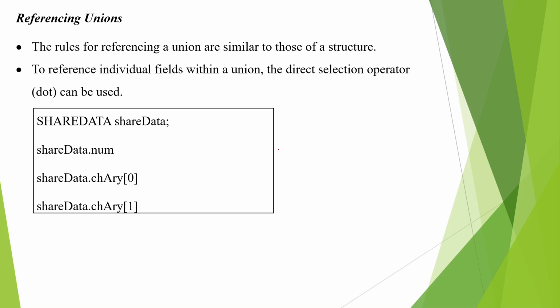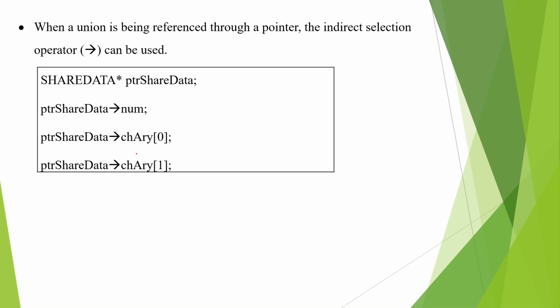Referencing a union is the same as a structure. The way we use the dot operator for a normal structure variable, and the arrow operator for a pointer to a structure, in the same way we can use the dot operator to reference the individual items of a union if the union variable is a normal union variable. And if your union variable is a pointer, you can use the arrow operator to access the members.